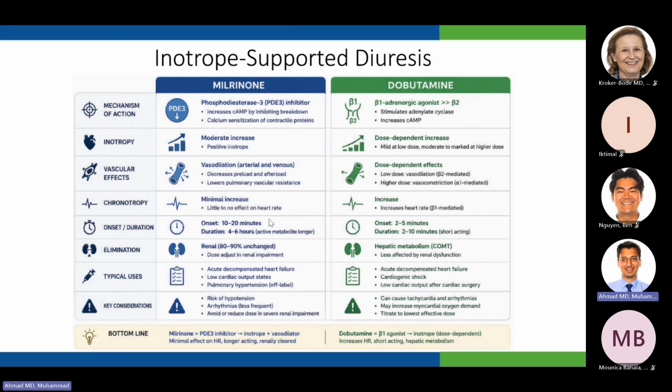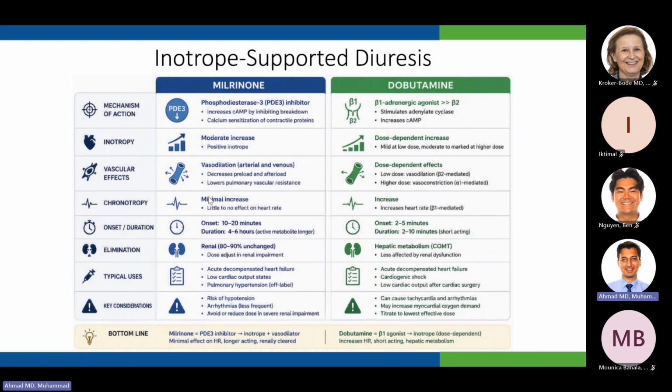Dobutamine is a vasodilator at really low doses. So that 2.5, if the patient is not previously on carvedilol, you start at 2.5, you actually are getting some vasodilation. You're getting some reduction in afterload, and you're getting some inotropic support. So at a low dose, dobutamine will vasodilate.